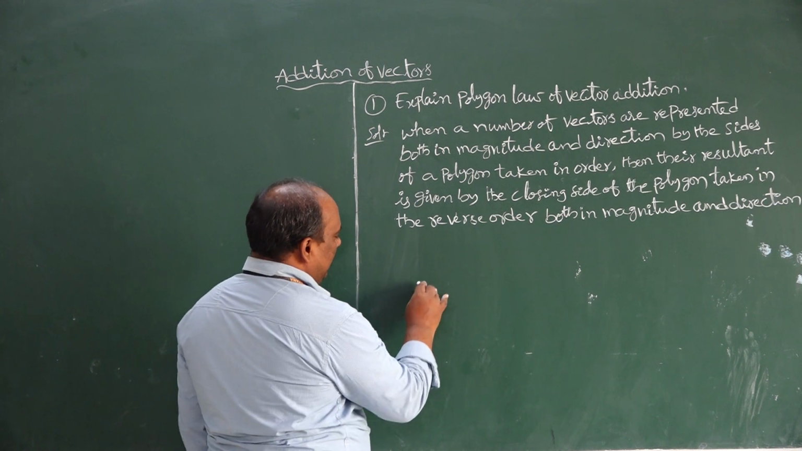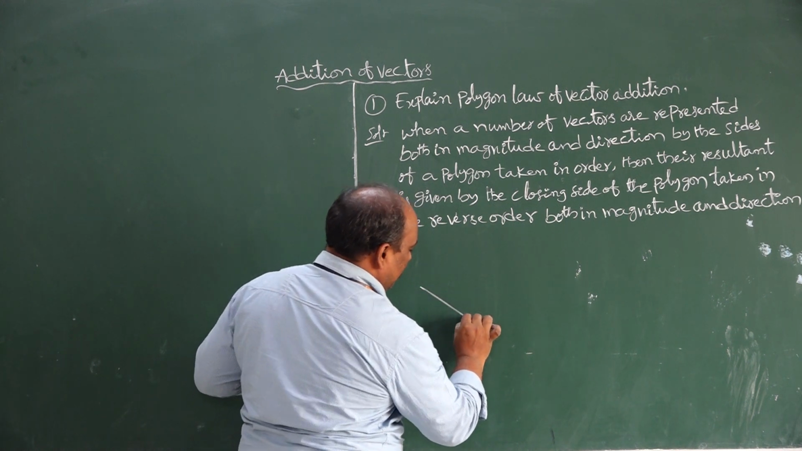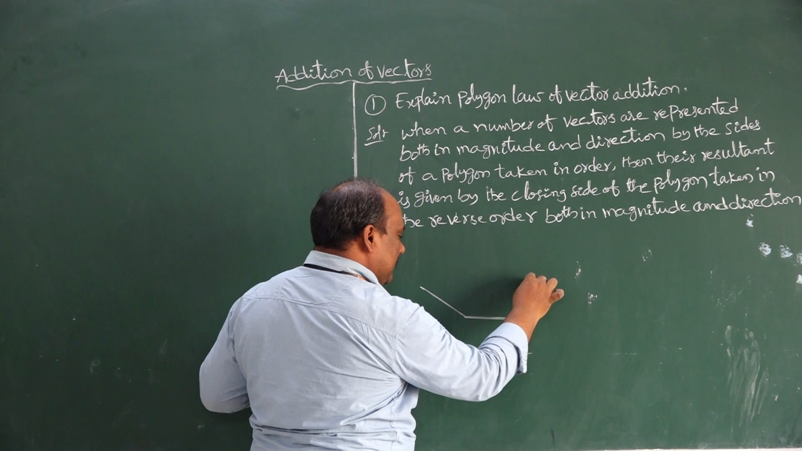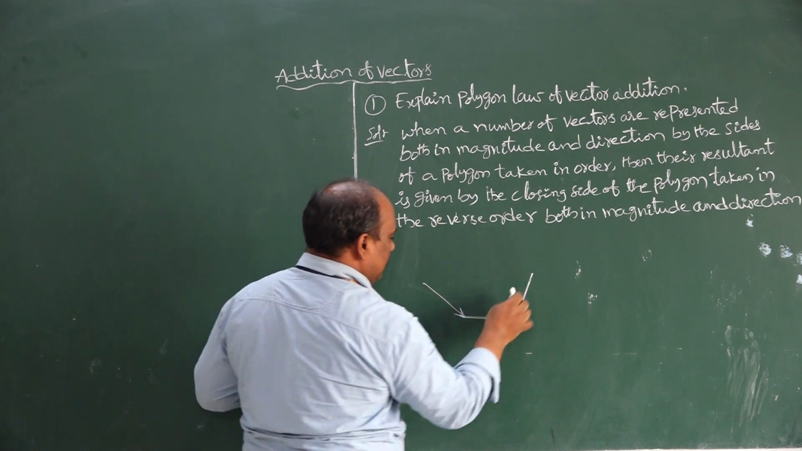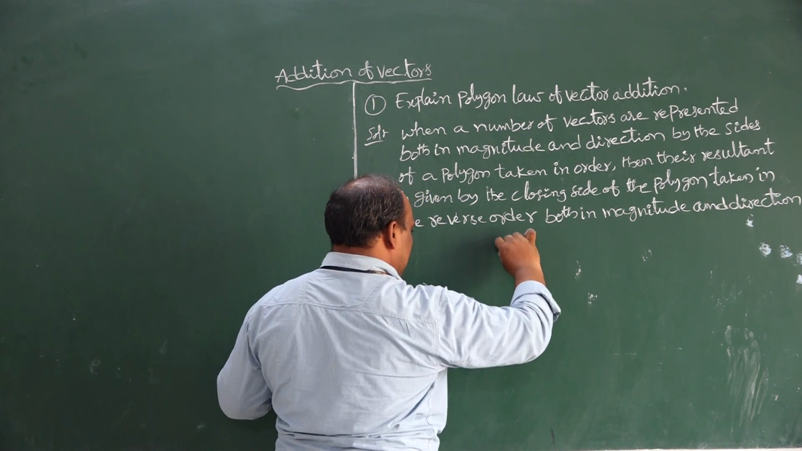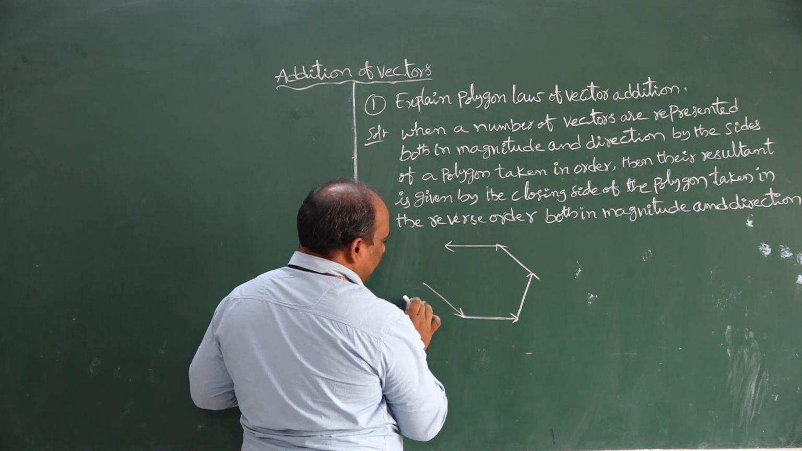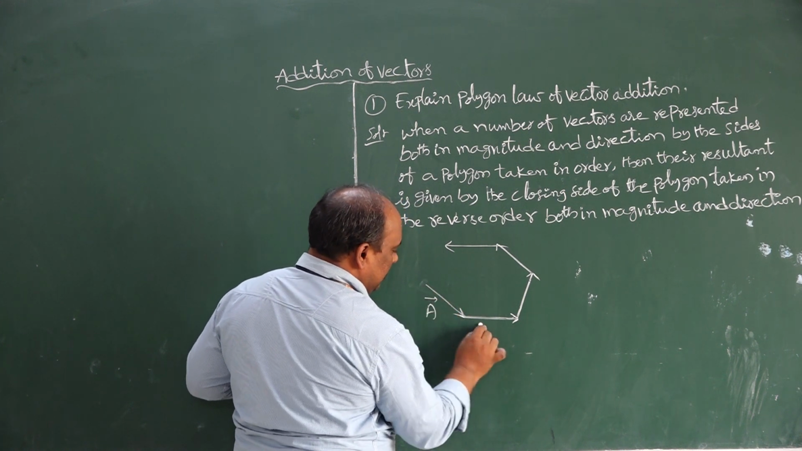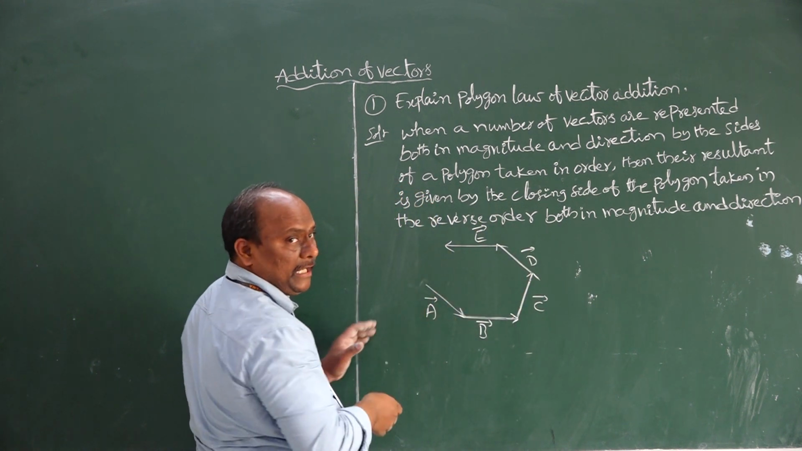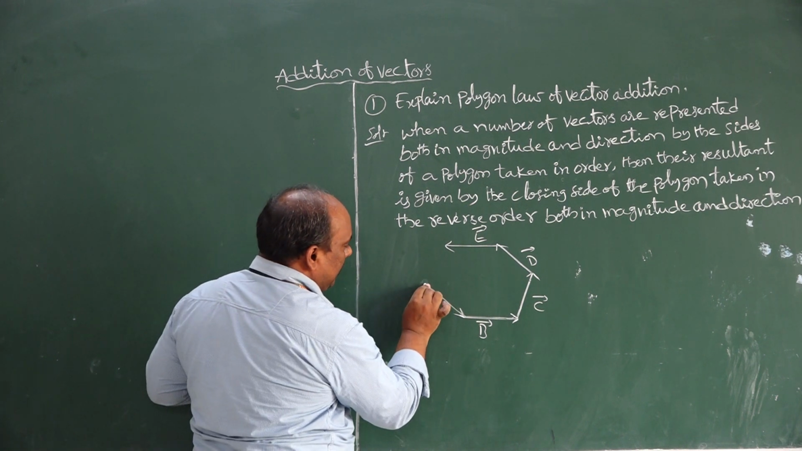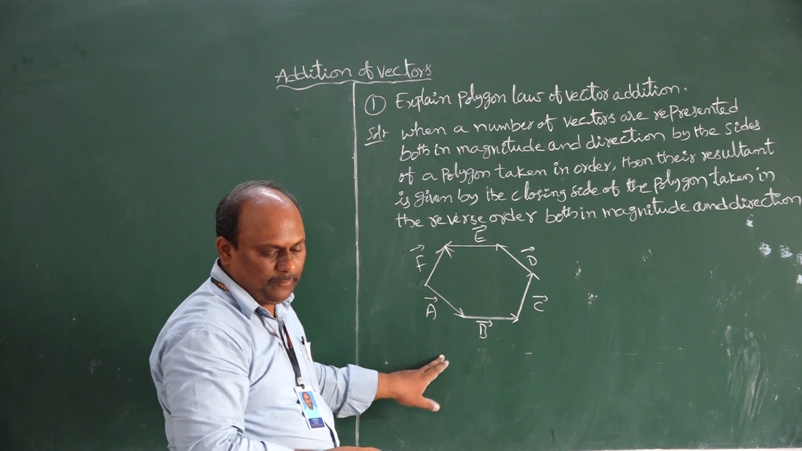Now let us take one small example. You can take a hexagon. See here, this is A bar, this is B bar, this is C bar, this is D bar, this is E bar. Now, here we have one gap. This is our closing side. Closing side I am taking in the reverse order, that is F bar. This is an example of a polygon.